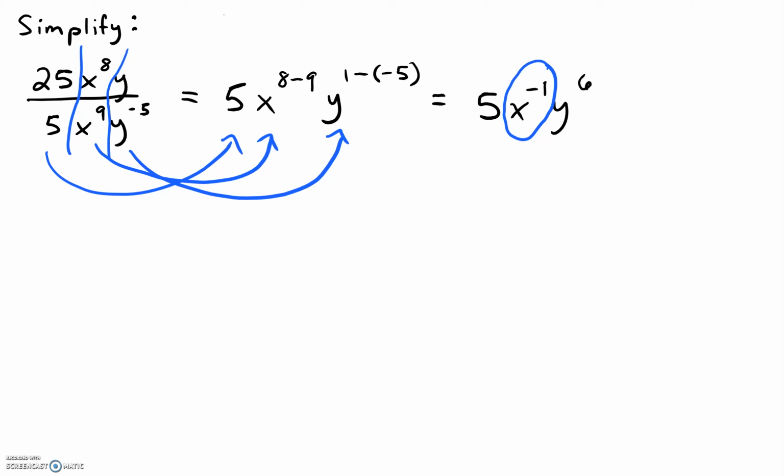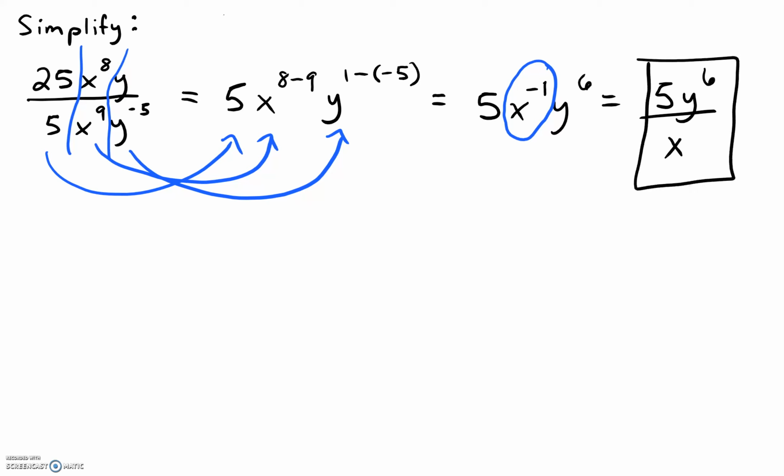So to get rid of the negative exponent, we're just going to move that into the denominator. So we'll have 5y to the 6 on top, and on bottom, we're just going to have x to the 1, or x. And there's your final or most simplified answer.